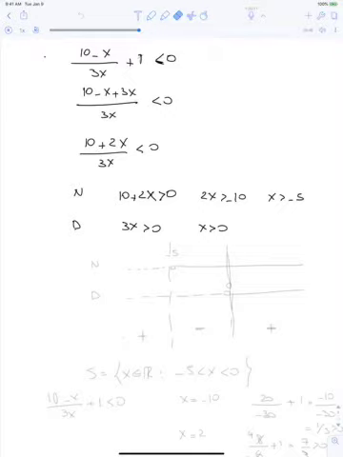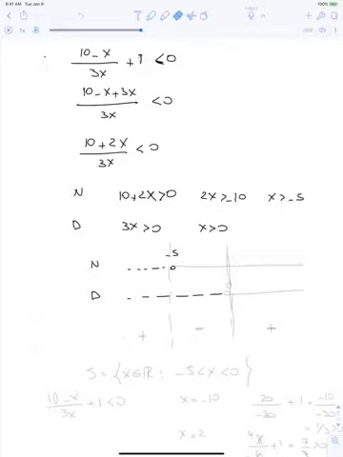Okay, so we're going to use our graphical representation again. The numerator is positive when x is greater than minus 5. And the denominator is positive when x is greater than 0. Now, we could have used less than instead of greater than. The result would have been the same. We would have had x less than minus 5. This expression was negative when x is less than minus 5 and positive when x is greater than minus 5. So it's exactly the same.